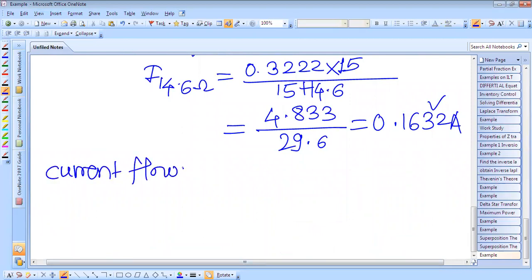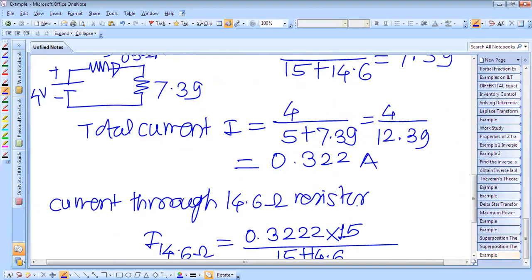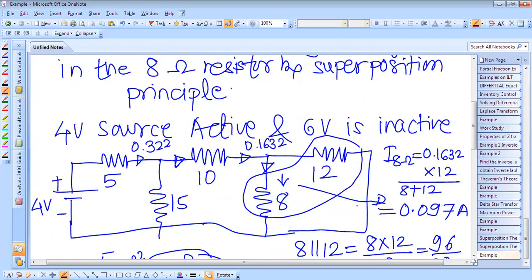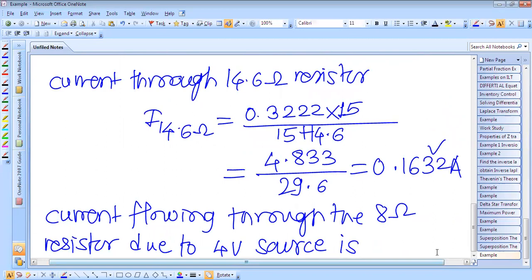So we have got the current flowing through the 8 ohm resistor due to the 4 volt voltage source. We have got the current 0.097, not 97 amperes. This current we have.